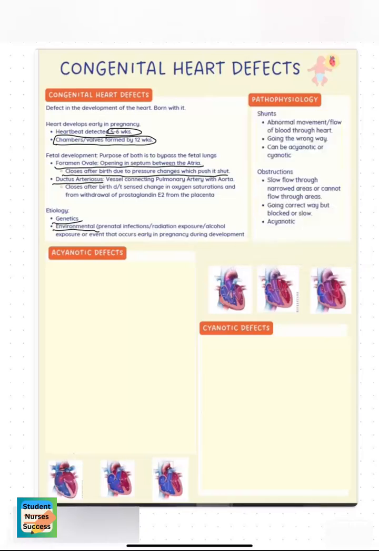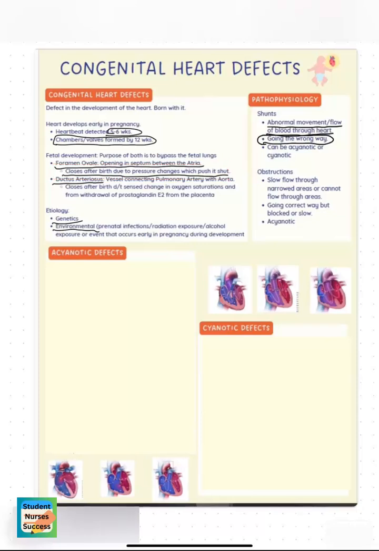And let's talk about the pathophysiology. We've broken this down into two simple concepts. There's either shunts or obstructions. Now, shunts has to do with blood movement. And a shunt means that there's abnormal movement of blood or flow through the heart. So basically, a shunt means that blood is going the wrong way in the heart.